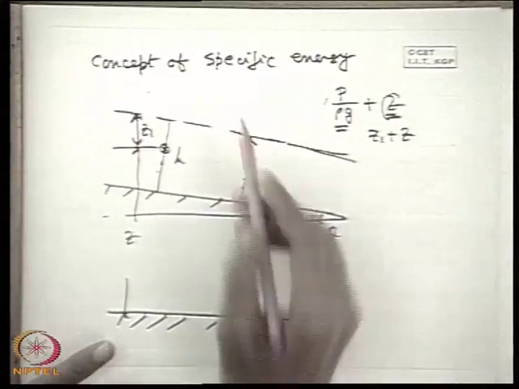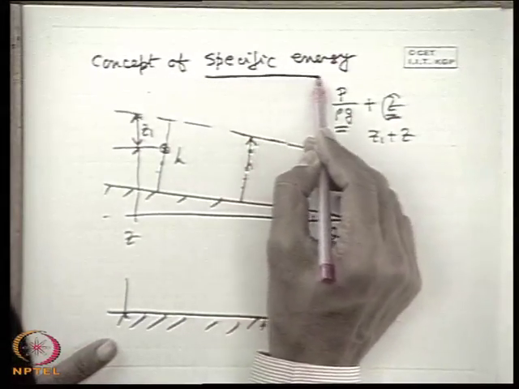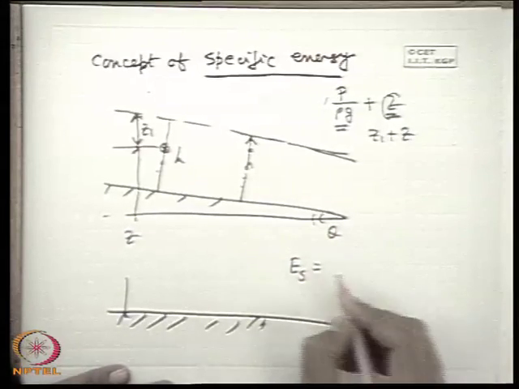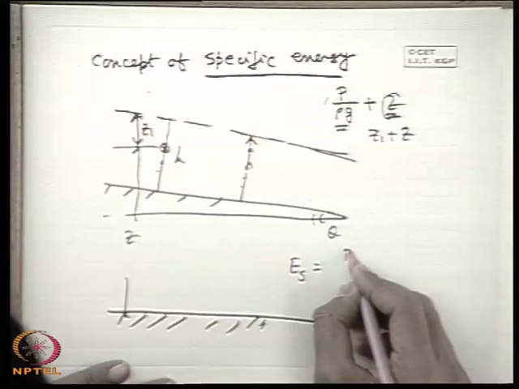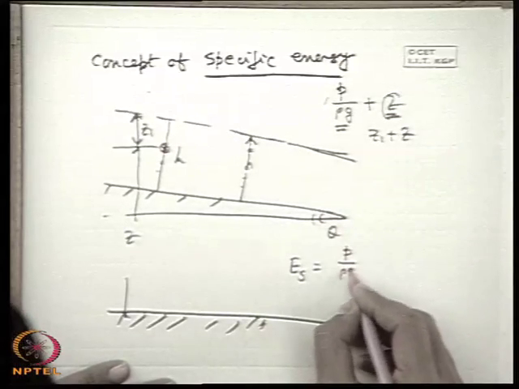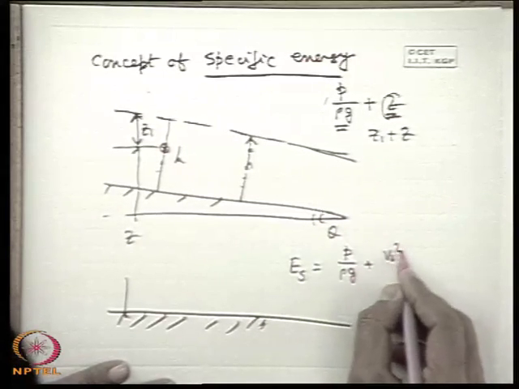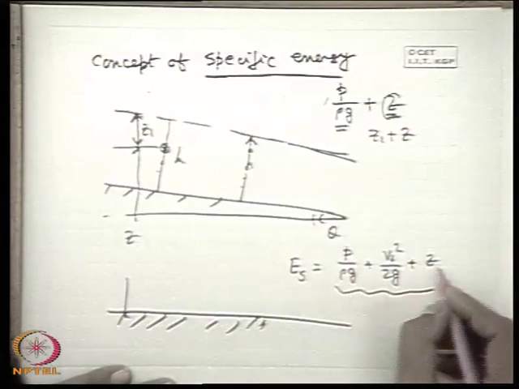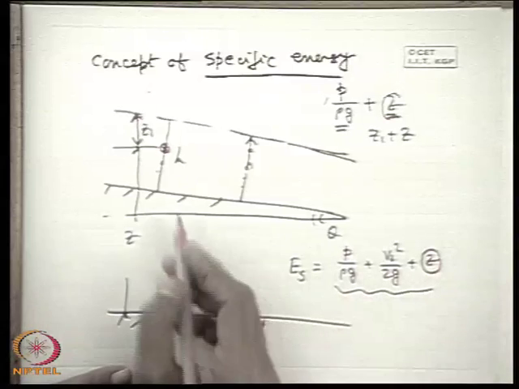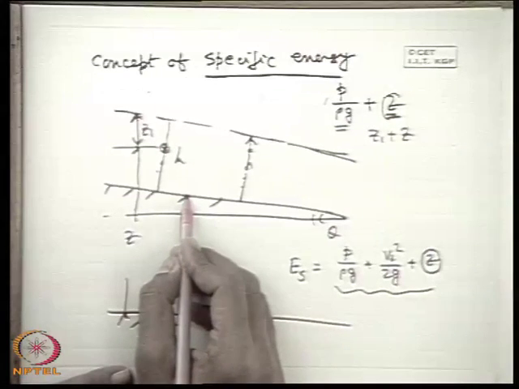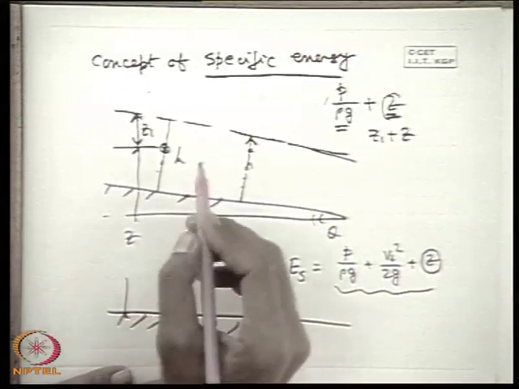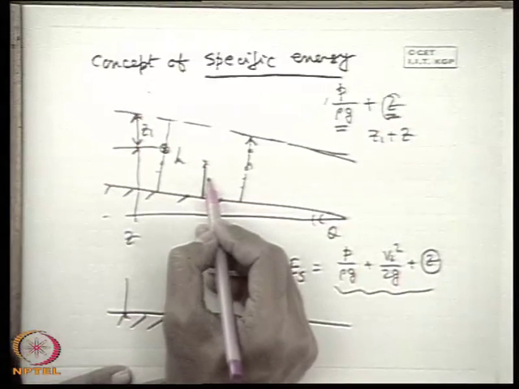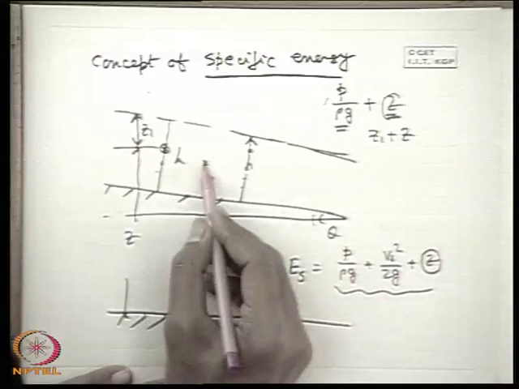Now, specific energy is the sum of all the energies per unit weight, that means ES is the sum of all the energies per unit weight, that means P by rho g plus V square by 2g per unit weight plus Z, provided the potential energy is measured from the bed or base of the channel. Now what happens at any point if I measure the potential energy by this height, that means let this be Z, then this is Z, okay.